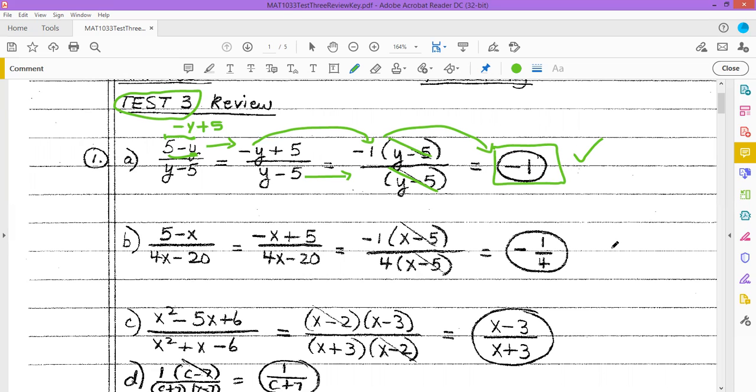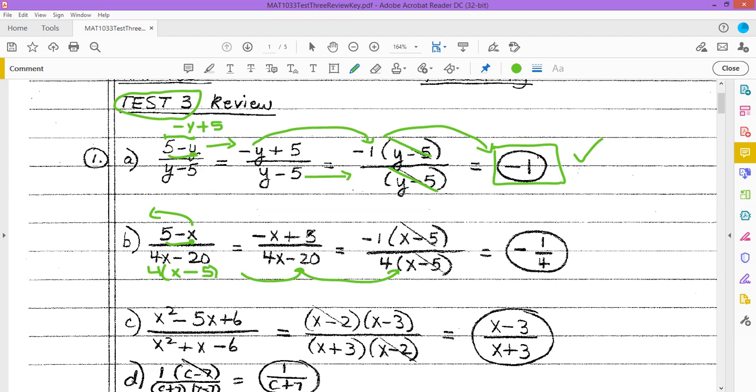Now for letter B, we have 5 minus x in the numerator, and in the denominator 4x minus 20. So again, we're going to reverse the order of these terms. In the numerator, we're going to put the variable in front. So we're going to put the minus x in front of the positive 5. Afterward, we're going to factor 4 from the terms in the denominator. So when we factor 4 from 4x, we get x minus, when we factor 4 from this minus 20, we get minus 5 in parentheses. So that's what this denominator becomes.